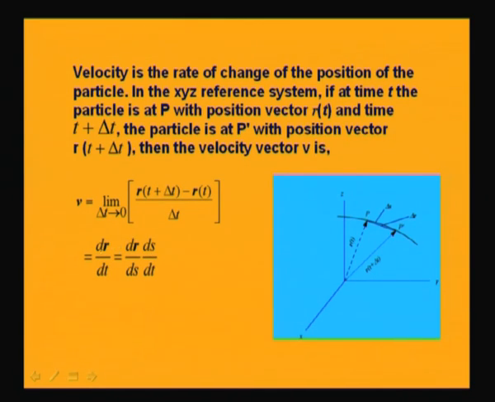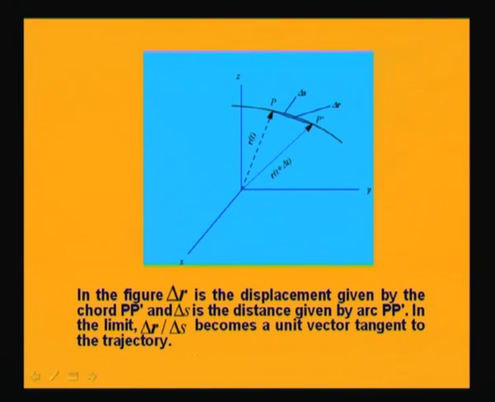Just like sin theta does not mean sin into theta, it is basically a symbol for the operator. Similarly, here d is basically one operator. This can also be written as dr by ds into ds by dt, where I have multiplied by a small change in the arc length and divided by the same quantity. This is a type of chain rule of derivatives.